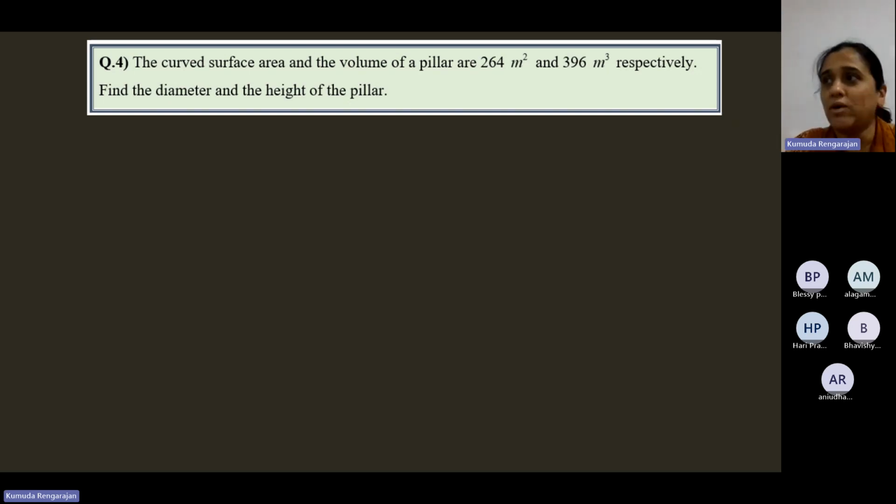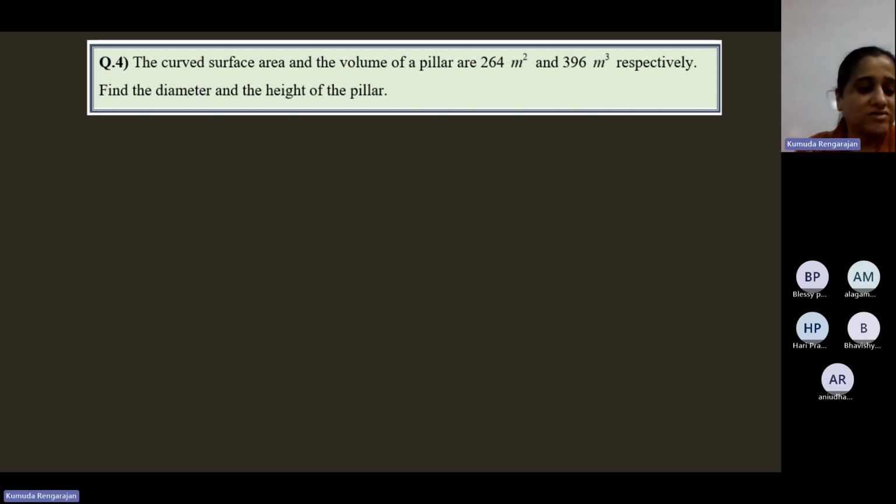If it was a cuboidal pillar, then it is only length, breadth, and height. Now that pillar in the classroom, the cuboidal pillar, is a cuboid, right? That cuboidal pillar does not have radius. It has length, breadth, and height. Only a cylindrical pillar will have radius. So find the diameter and height of the pillar, meaning it is a cylindrical pillar, not a cuboidal pillar.